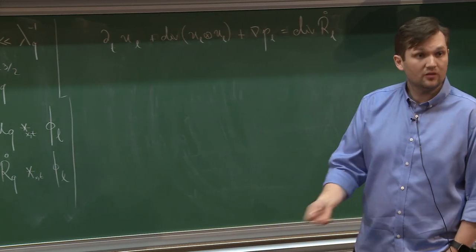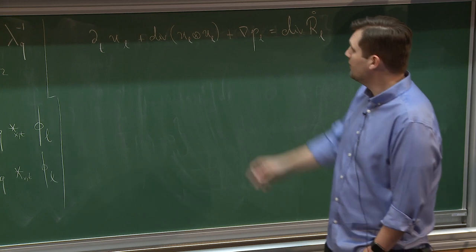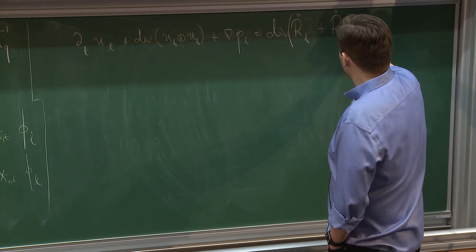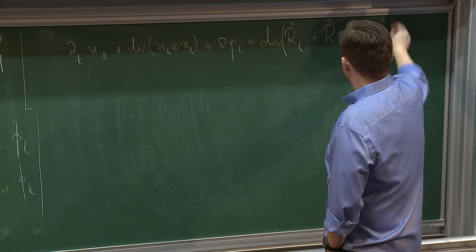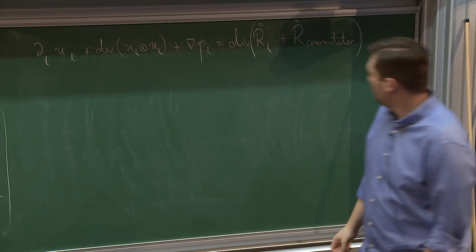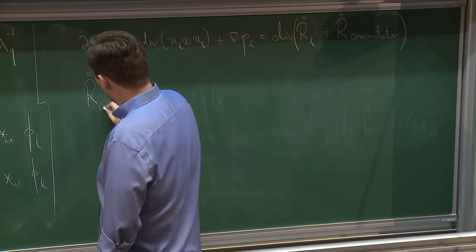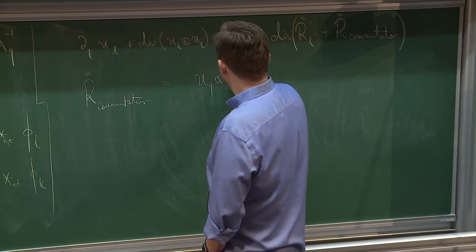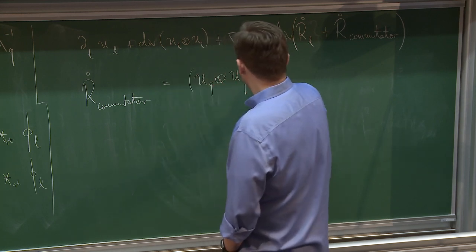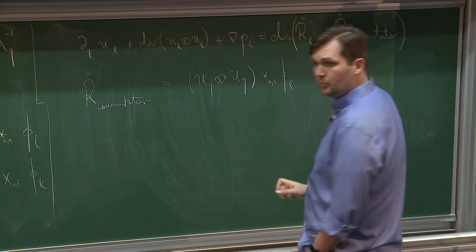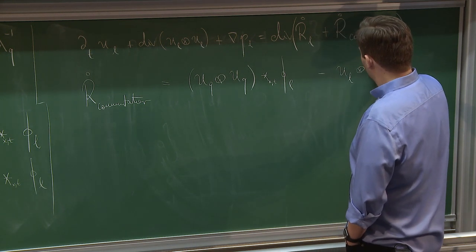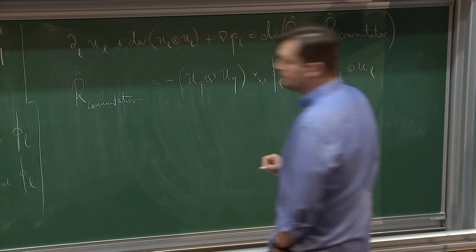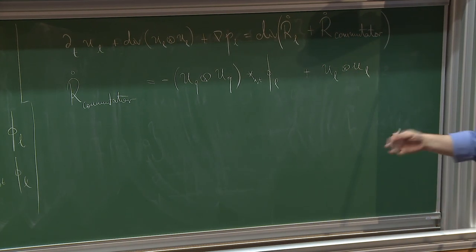But as we have discussed, there's an additional term. And this additional term comes from the fact that mollification does not commute with products. So let's write R commutator. And this commutator error comes from the fact that I had this mollified and I subtract from it. And of course, the sign is off.